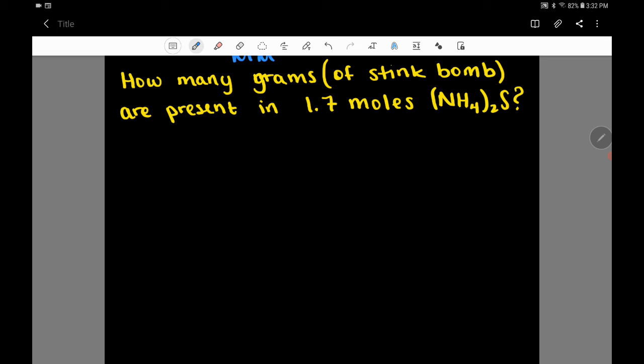Okay, another question I asked myself is how many grams of our nasty stink bomb are present if we have 1.7 moles? So I did a chemical reaction, and I determined that I should have 1.7 moles at the end of it. What's that going to weigh in grams? What can I put on my scale to make sure I have completed that reaction?